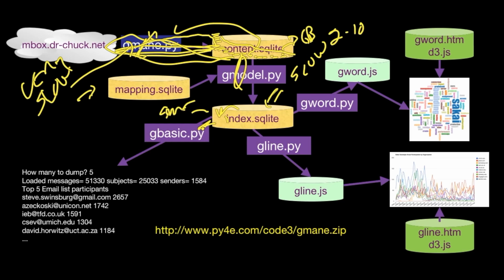It's got foreign keys and all those things. And so that runs, and then we do our visualizations and our analysis from this clean version of all the data. And so gbasic just loops through and prints some stuff out. It's a great way to test things.